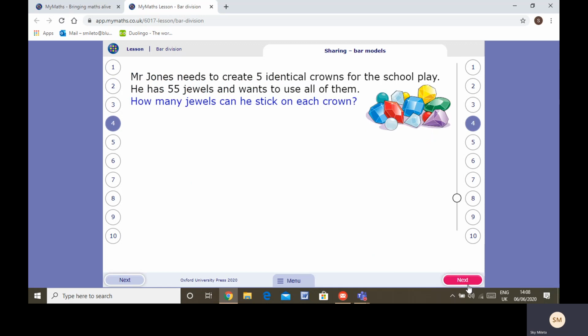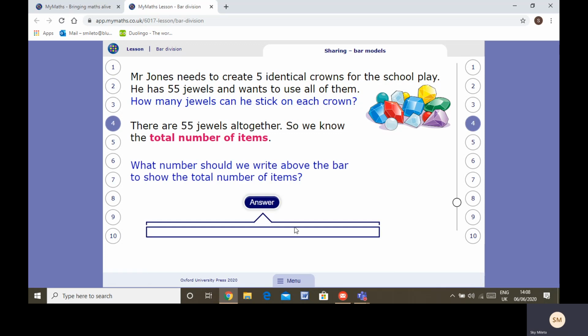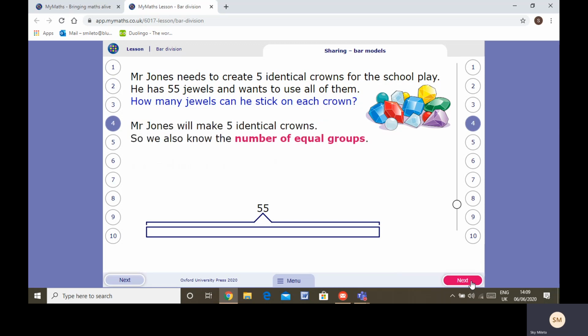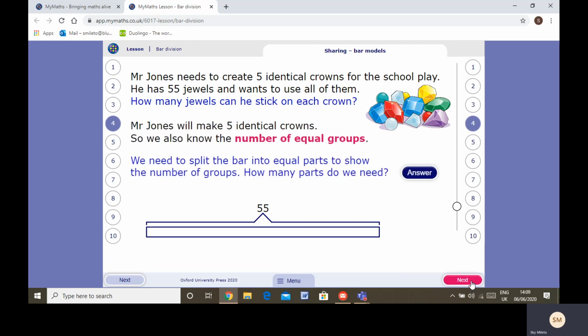Here's another example. Mr. Jones needs to create 5 identical crowns for the school play. He has 55 jewels, and he wants to use all of them. How many jewels are on each crown? So we know there are 55 jewels altogether. So on the top of this bar, we need 55. And we know we have 5 crowns. So we need to split the bar into 5.